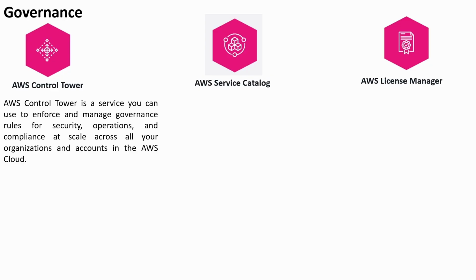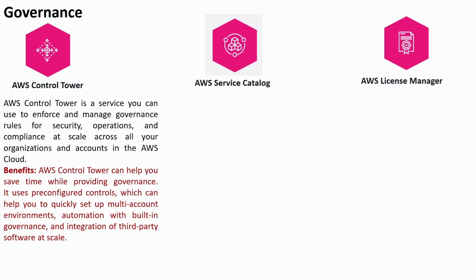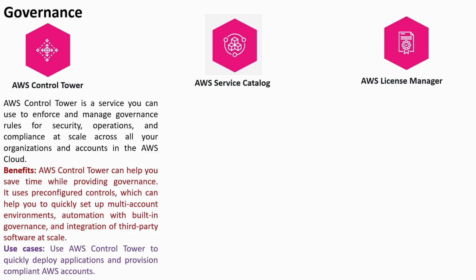If we talk about benefits, Control Tower can help you save time while providing governance. It uses pre-configured controls which can help you quickly set up multi-account environments, automation with built-in governance, and integration of third-party software at scale. If we talk about use cases, use AWS Control Tower to quickly deploy applications and provision compliant AWS accounts. Now let's move on to AWS Service Catalog.